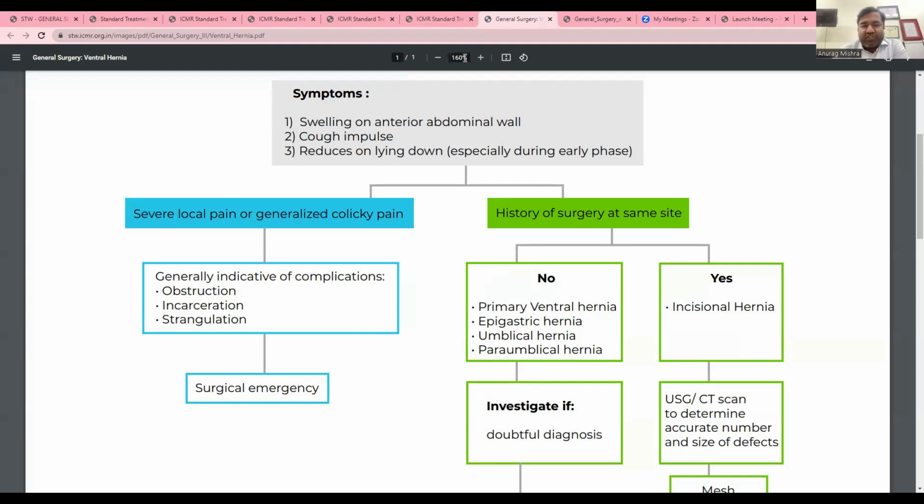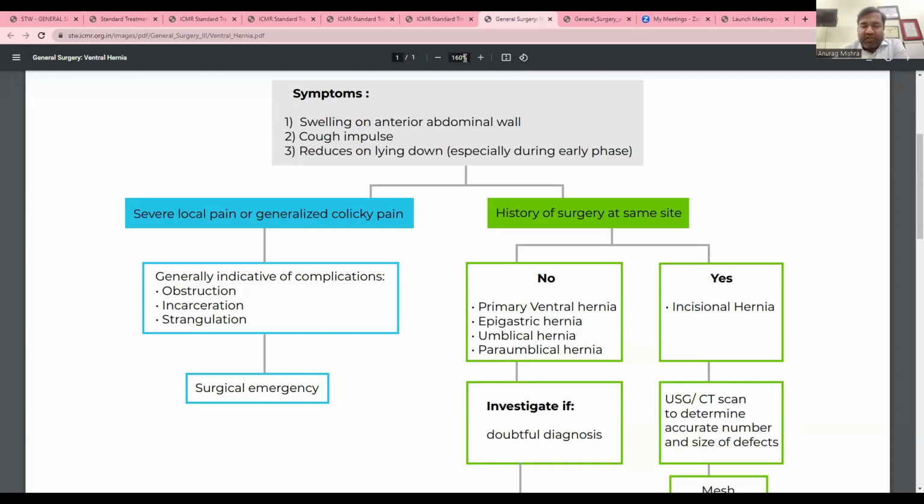If there are no such severe or red flag signs, then the second decider is whether it's an incisional hernia or a primary ventral hernia. That will depend on whether there was a history of any surgery at the same site. If yes, it comes under the definition of incisional hernia. If not, then it is a primary ventral hernia.